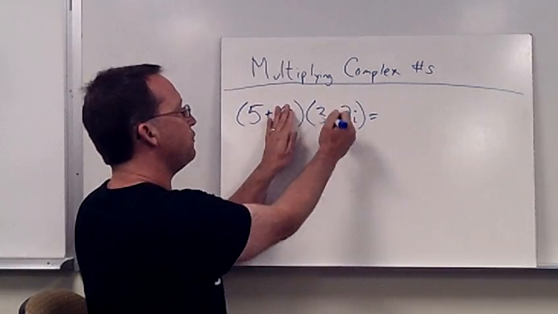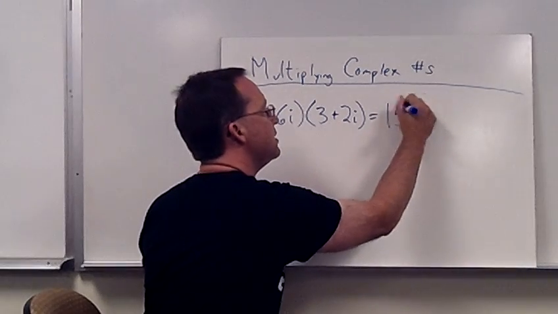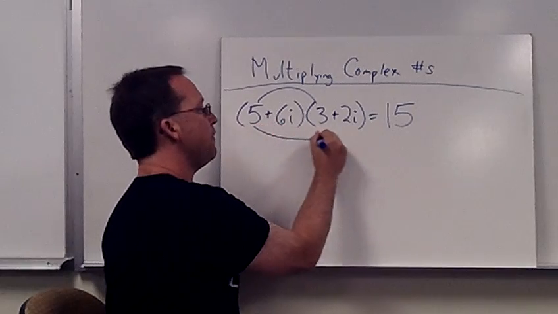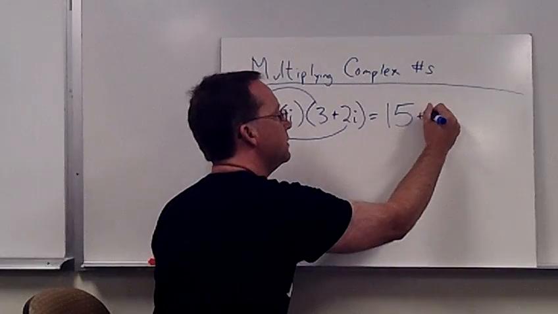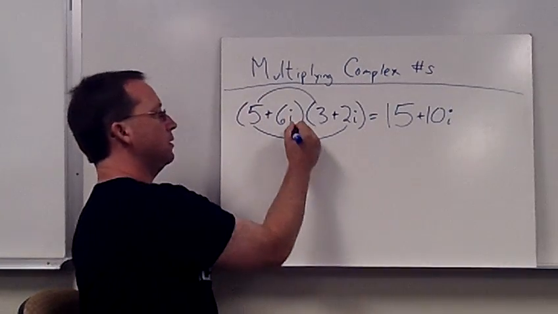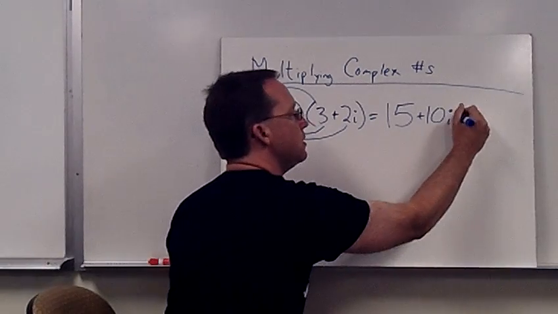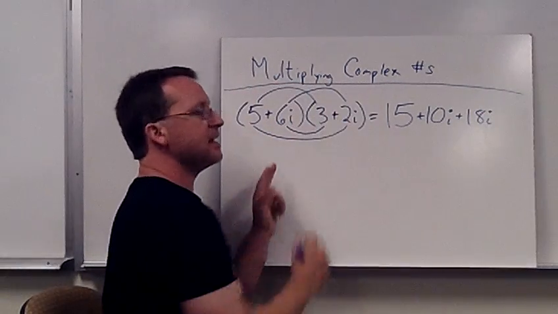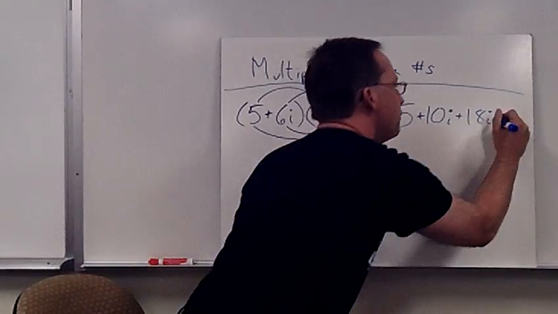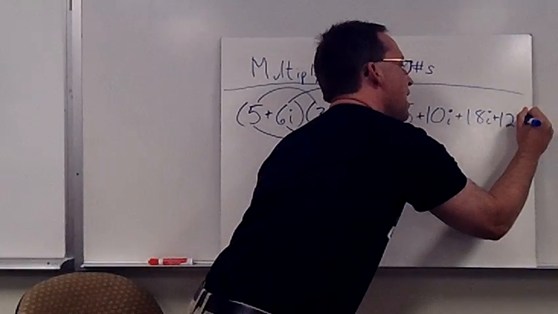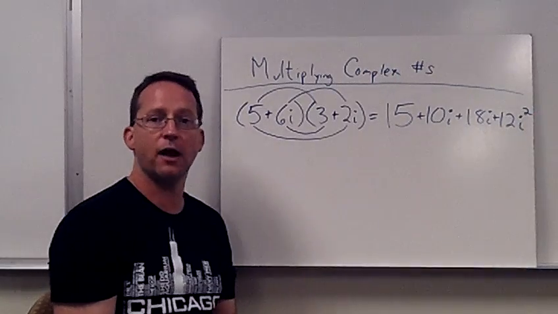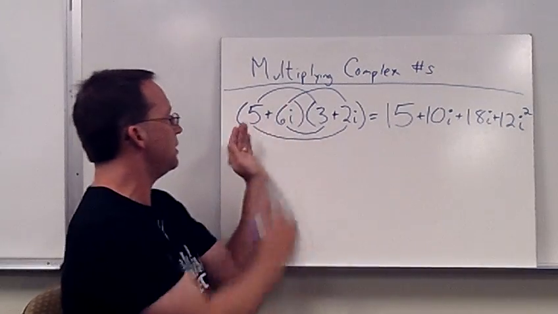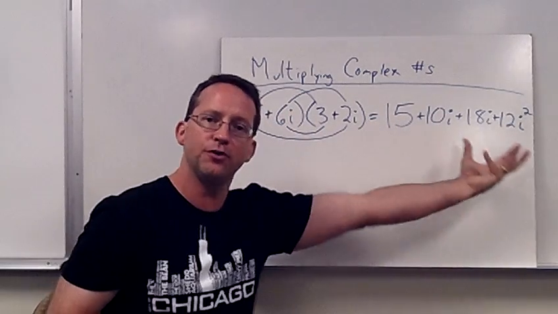Doing our first times first, 5 times 3, 15. The outer terms, I'd have 5 times a positive 2i, 10i. Inner terms, 6i times 3, 18i. And then finally the last, 6i times 2i. 6 times 2 is 12. And then i times i, we'd have i squared. Just like if that were x times x, we'd have x squared. Okay? So there is our distributing the 5, distributing the 6i, getting the FOIL done.